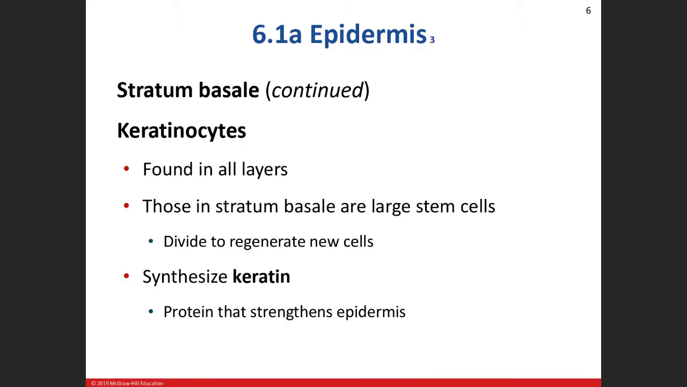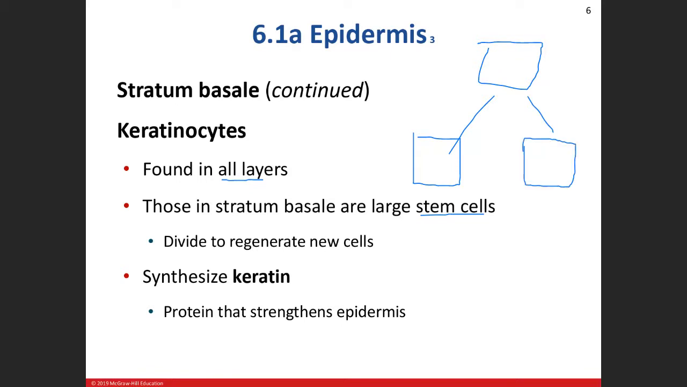So let's talk about the first one here, the most common and the most abundant, the keratinocytes. This cell type we're going to find in all of the layers of the epidermis, all those strata: the stratum basale, the stratum spinosum, the stratum granulosum, the stratum lucidum, and the stratum corneum. It's found in all of those layers. Think of them as stem cells. So what does a stem cell do? It divides, and when it divides, where you had one cell, now we have two.